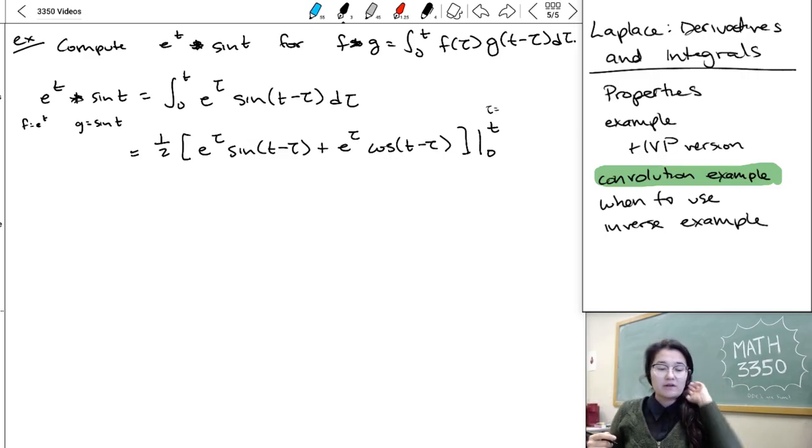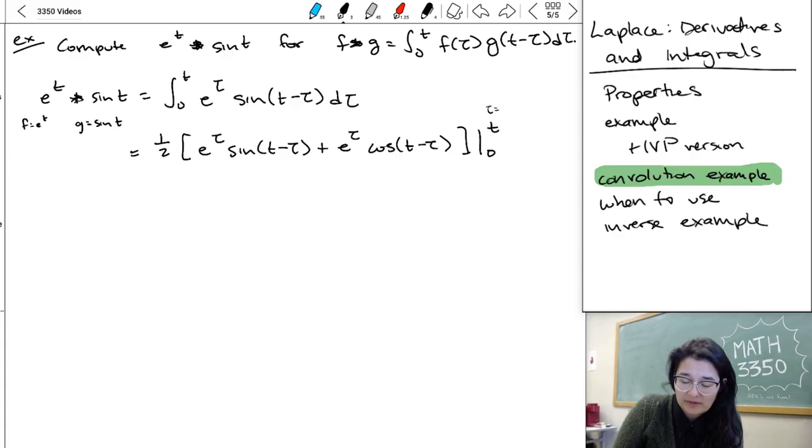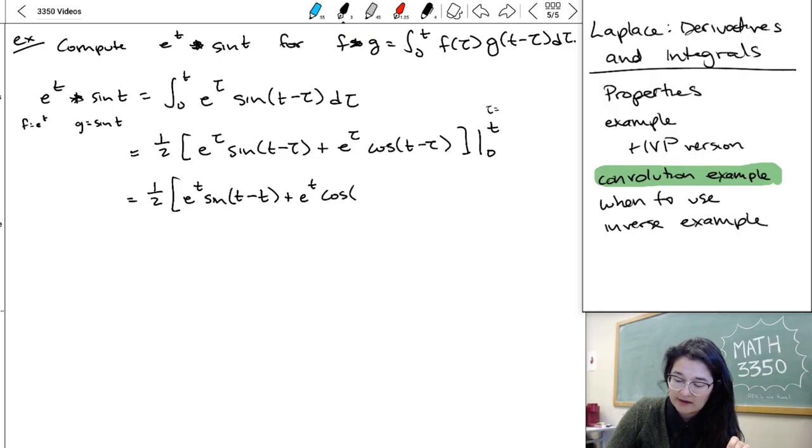And remember, because we integrated with respect to tau, these bounds are values for tau. So when I finish out one of these convolution integrals, I'm always going to be substituting back in for my taus. This is usually the place where mistakes are made. So let's go ahead and try that. I'm going to plug in t first, so e^tau becomes e^t. Sine of t minus tau becomes sine of t minus t. e^t again, and then cosine of t minus tau becomes cosine of t minus t. That's my upper bound. And then I subtract and plug in 0.